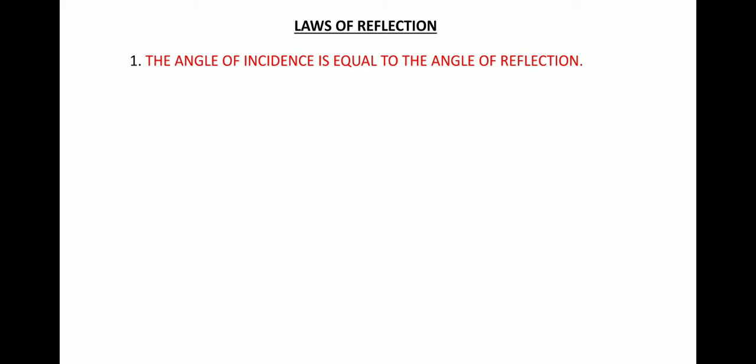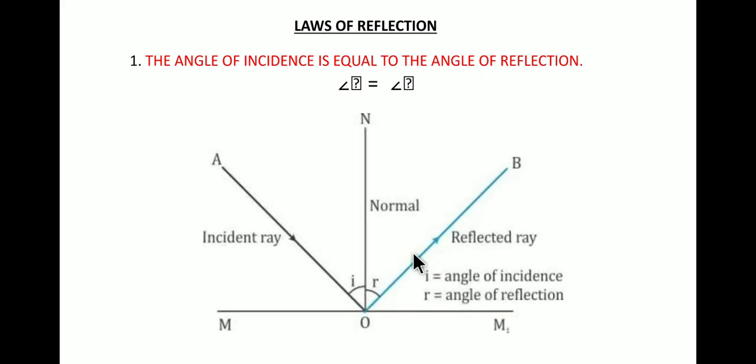Next we'll move on to the laws of reflection. The first law of reflection says the angle of incidence is equal to the angle of reflection. So again over here it is angle i equal to angle r. Referring back to the same figure, you can see the angle of incidence and the angle of reflection are both of equal magnitude. So angle of incidence, angle i, will be equal to angle r.